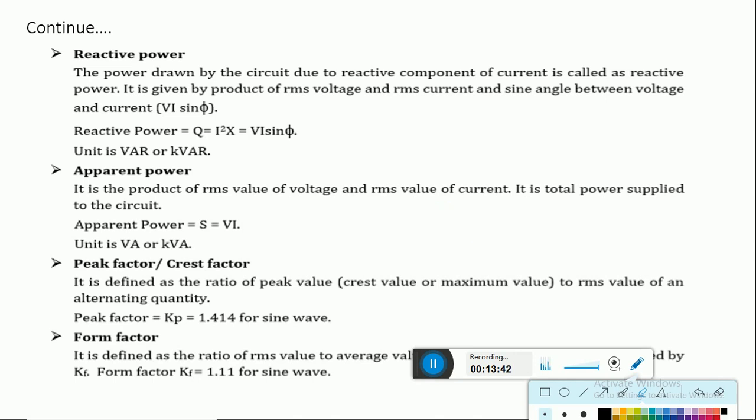Now apparent power is indicated by S, and it is a product of voltage and current. There is no angle difference between V and I, because it is a resultant power, and the unit of apparent power is VA, and if the power is large, then it is in kVA.